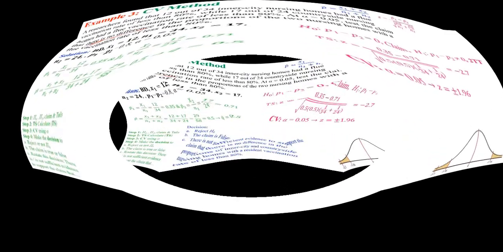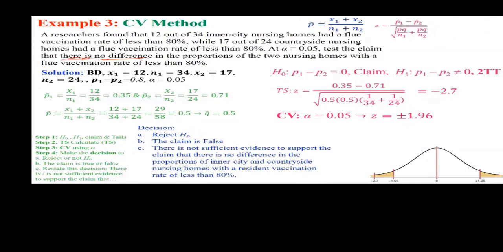When you're rejecting H0, that means you're rejecting the claim because the claim is part of H0. That means you're saying the claim is false, and then you do the rest. Decision: A. Reject H0. B. Claim is false. C. There is not sufficient evidence to support the claim that there is no difference in the proportions of inner city and countryside nursing homes with a resident vaccination rate of less than 80%.